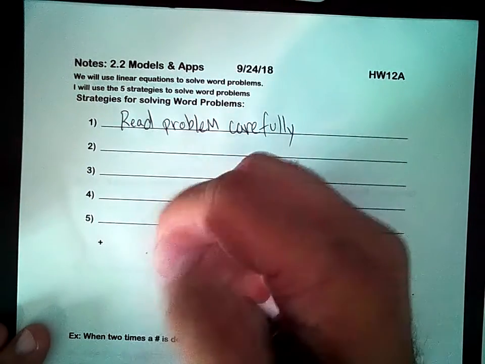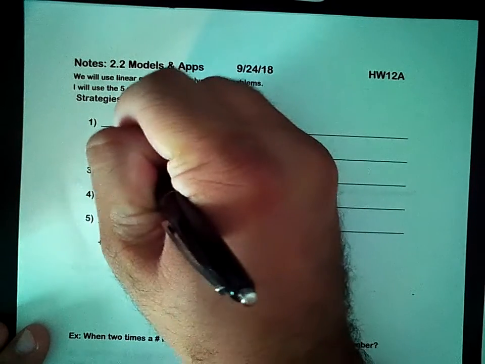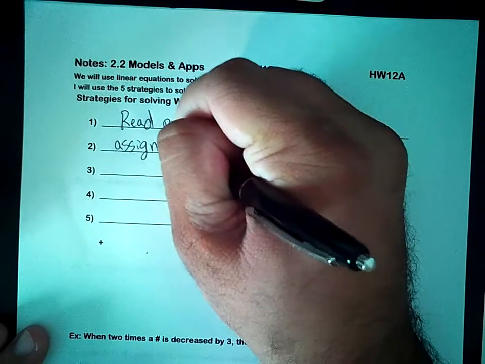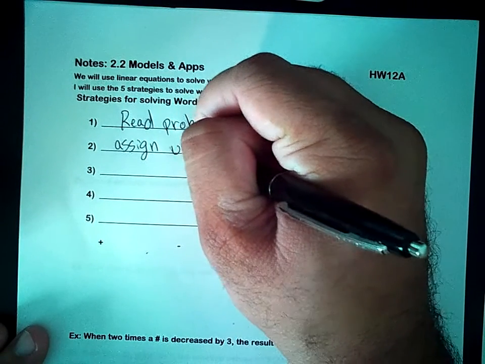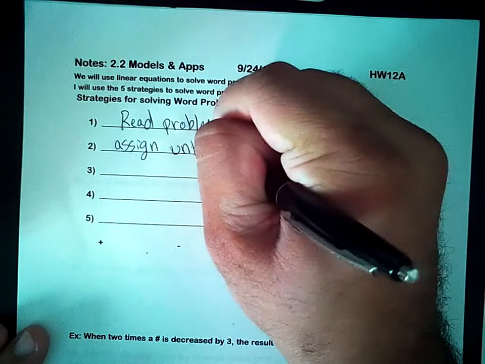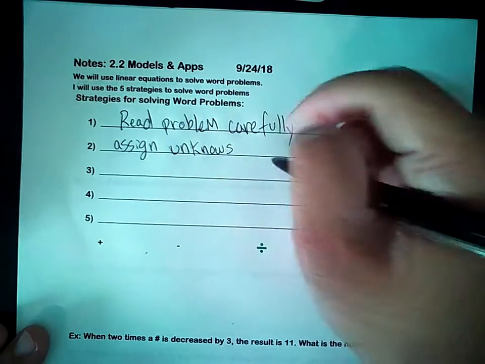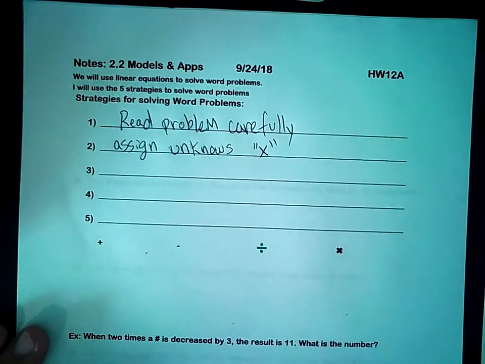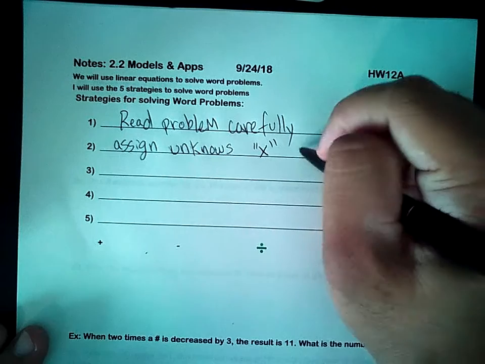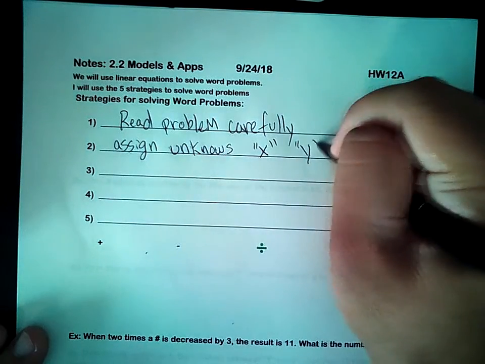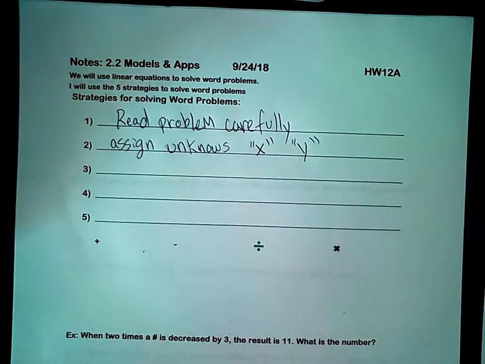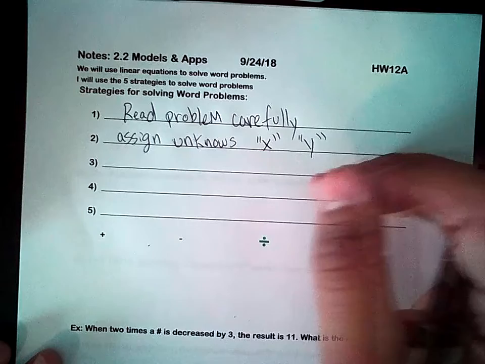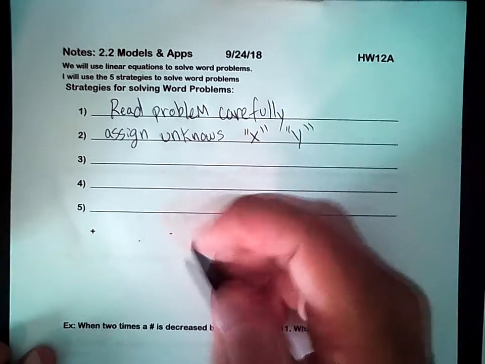Second strategy, you want to assign some unknowns, some variables for your unknowns, and define them if possible. So usually you could call one of them X. If there's only one, you could just say it's X. If there's another one, say it's Y. If there's another one, call it Z. Or you could call them any letters you want. I've seen students assign different letters and the problem works out just as fine.